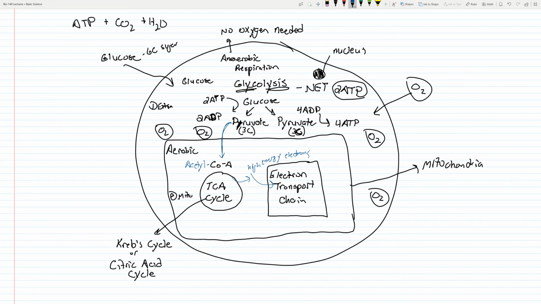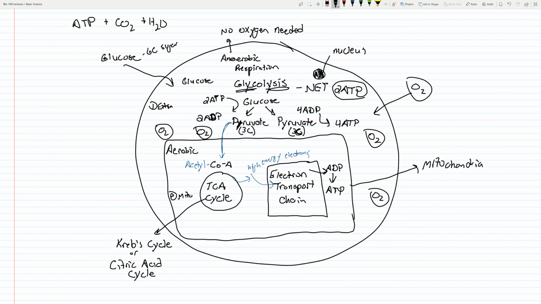But what you do need to know is that we use that energy to take ADP and turn it into ATP. We have to put the energy back into the system, and that's what the electron transport chain is going to do. It's going to take ADP and turn it into ATP. You don't have to know about all of the transporters. It doesn't matter like that.